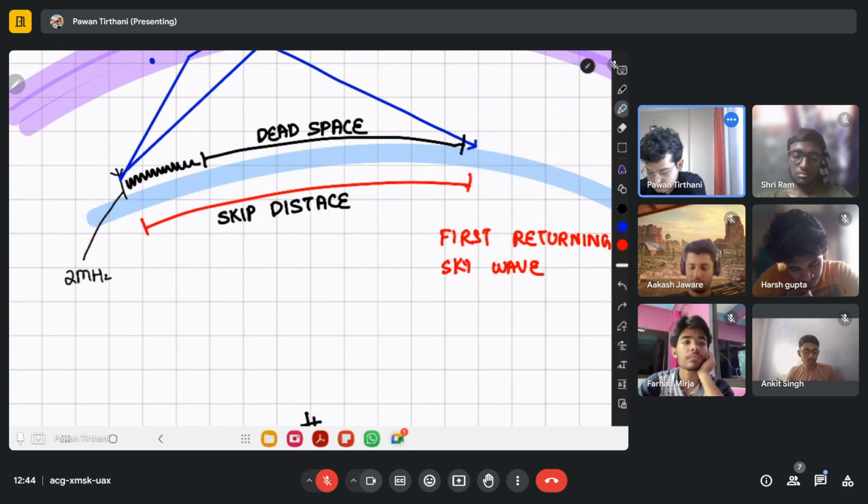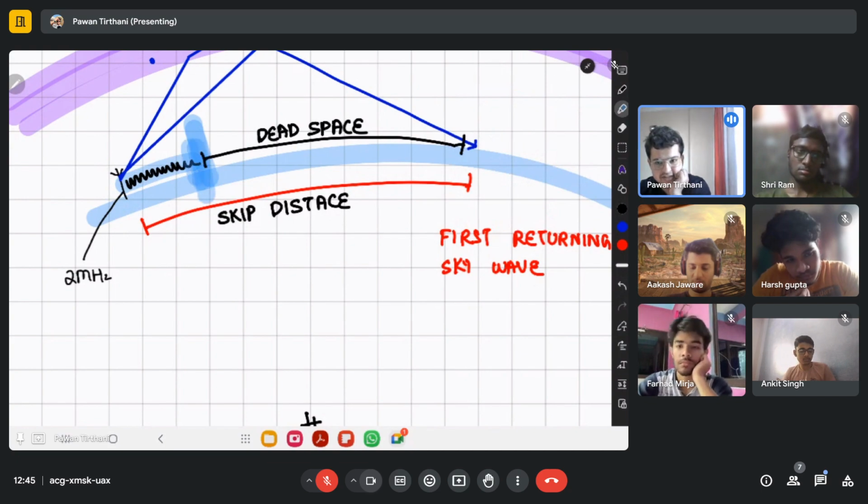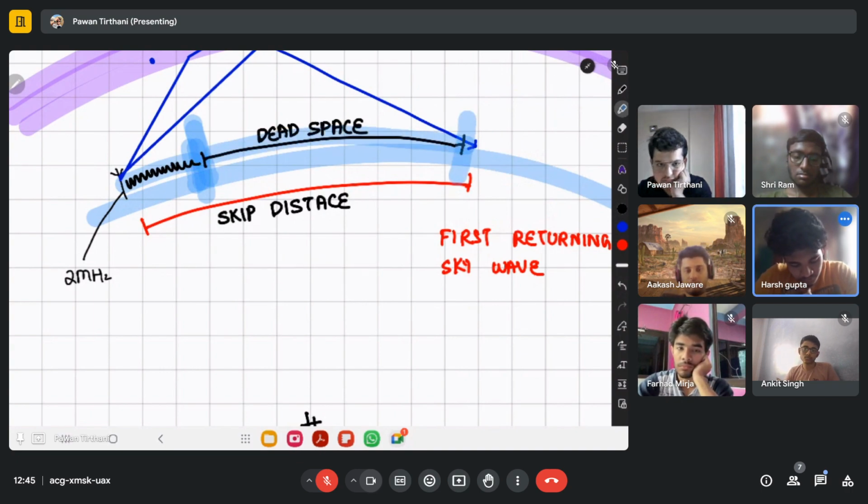Okay, next. Dead space: from the point where the surface wave is totally attenuated, to the point where the first returning sky wave appears. The surface wave comes up to here and gets attenuated. From this point to here, this we call the dead space.